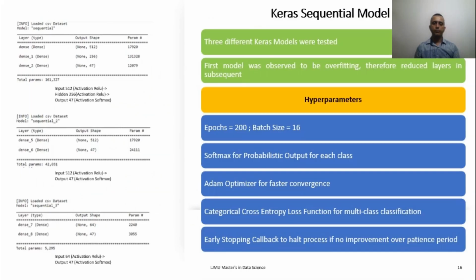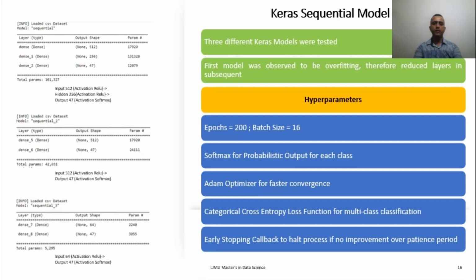Coming to Keras sequential model, three different Keras sequential models were developed and tested on the datasets. The primary reason for the generation of multiple Keras models was due to the observation of overfitting in the first model with hidden layers. To obviate the issue, the number of layers in the subsequent models was reduced.